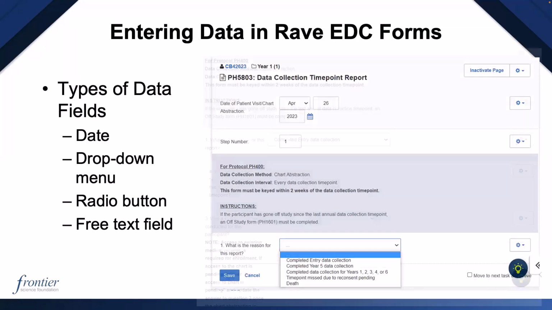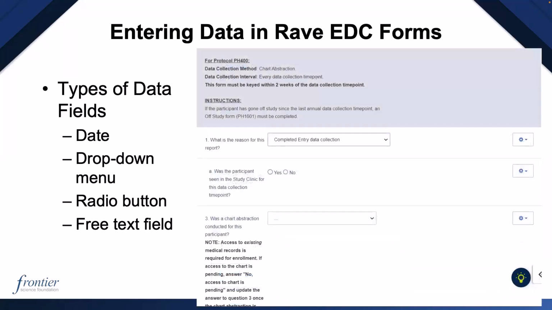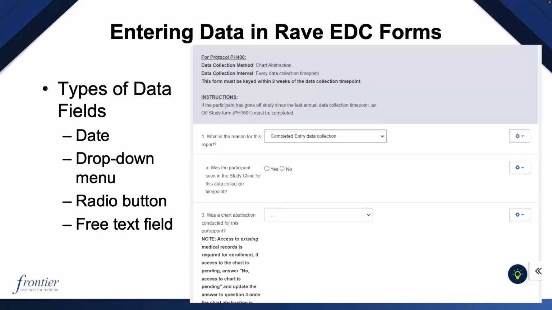And once we have our answer selected, the appropriate follow-up questions are dynamically added. So question 1A has appeared and it says, was the participant seen in the study clinic? So for this question, you're going to just use your mouse to click on the radio button, and we're going to select yes for this example.